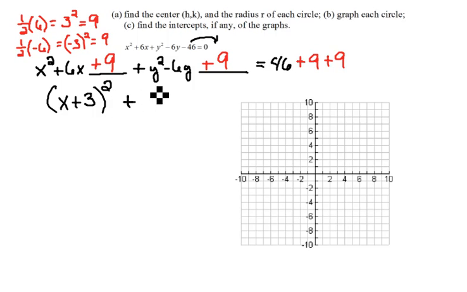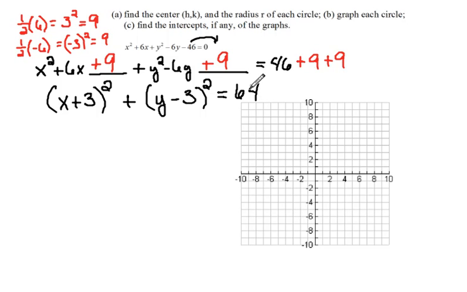So here we'd have plus, again we created a perfect square trinomial, so it will always factor into the variable and then half of that middle term, which in this case is (y - 3) squared. So if you get the technique down, it always works this way. Equals, and here we have 46 plus 9 plus 9, which would be 64.